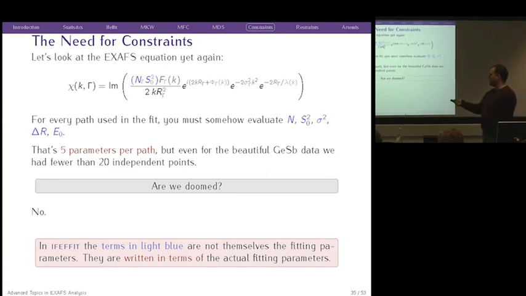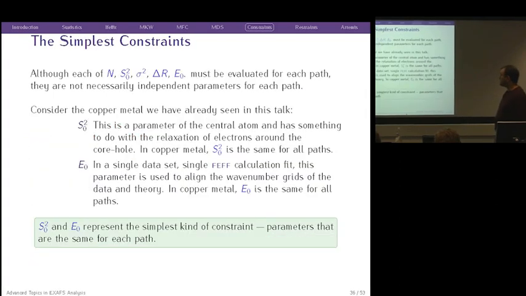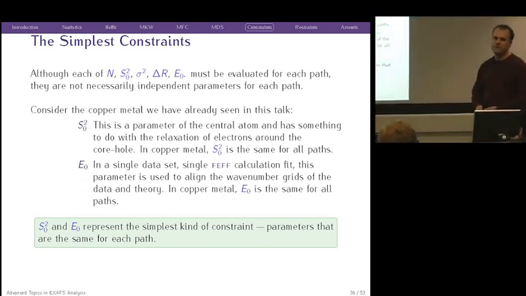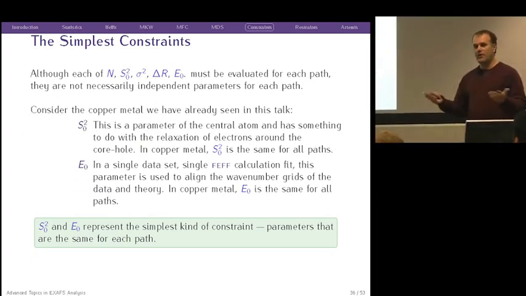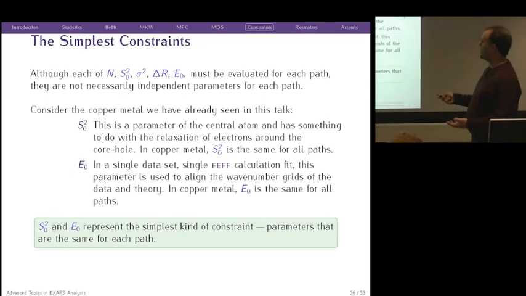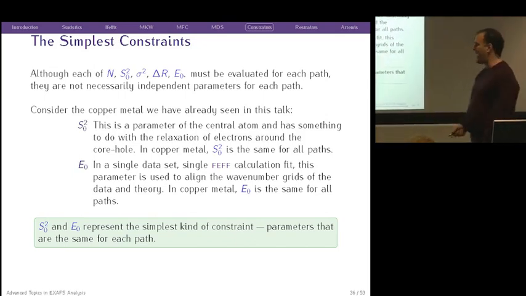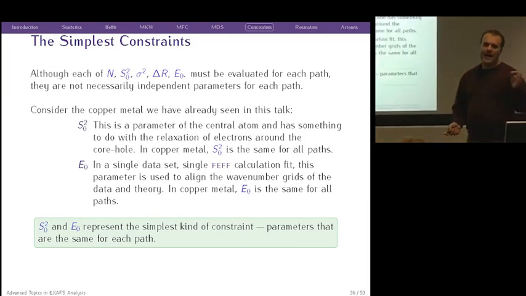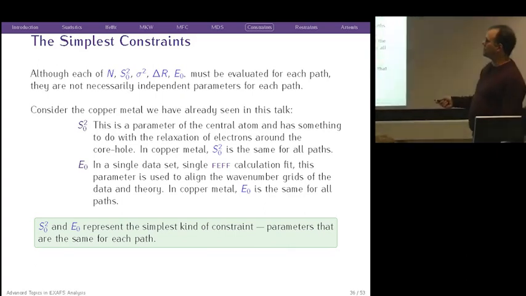But of course we're not. And the reason that we're not is because the parameters of the x-axis equation are not themselves the parameters of the fit. The parameters of the x-axis equation are written in terms of the parameters of the fit. So we talked about S0 and E0 yesterday. So if you're doing a relatively simple fit with a single element and a single Pfeff calculation, then S0 squared and E0 are the same parameter for all paths. So it's not the problem from the previous page. We get to constrain S0 squared for every path to be the same, and we get to constrain E0 for every path to be the same.